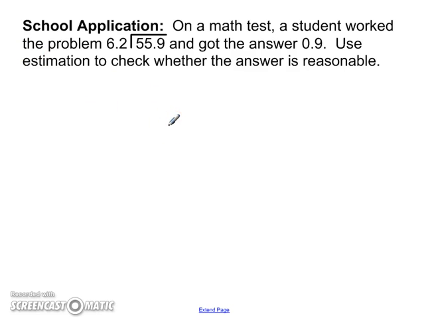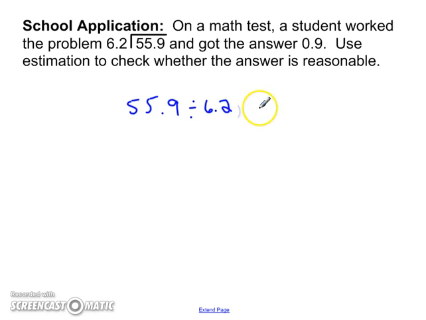So, alright, on a math test, this is an application, a student worked out the problem here, 55 and 9/10 divided by 6 and 2/10, and got the answer of 9/10. Use estimation to check whether the answer is reasonable. So in this case, I'm going to go ahead and write it out a different way. So they did it the longhand way. Did all the carrying and borrowing and multiplying and bringing down and all that stuff. We just want to check, is it a reasonable answer?